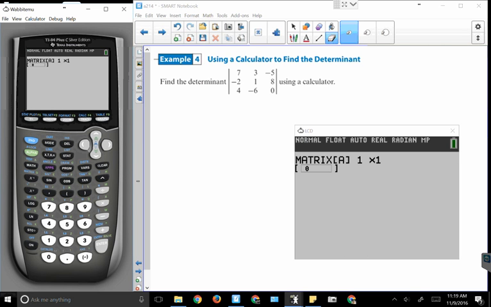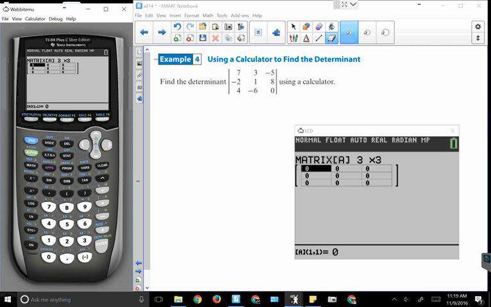So, I need to put in matrix. I need to edit it. So, what size matrix is this? 3 by 3, so we put 3, enter, 3, enter. Okay? Now we put the values in.